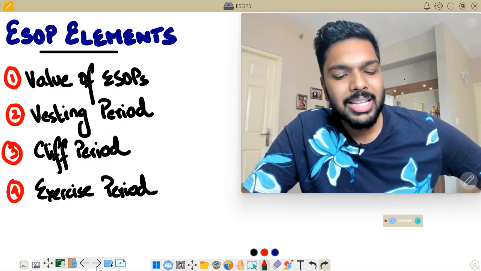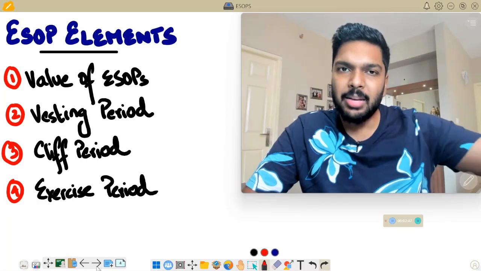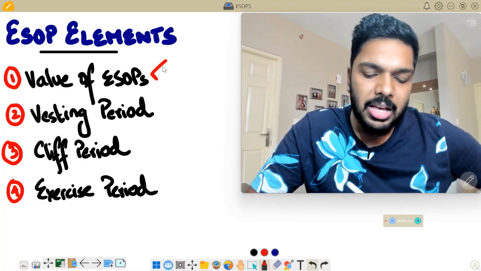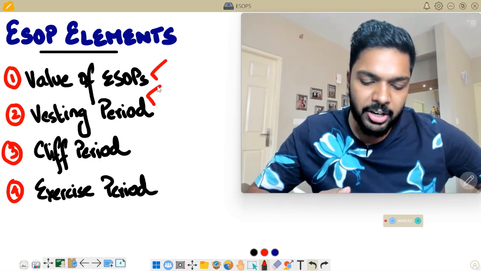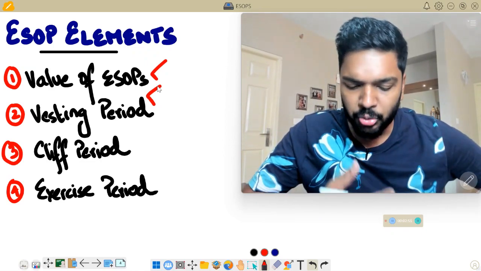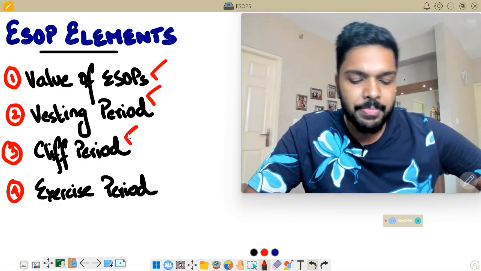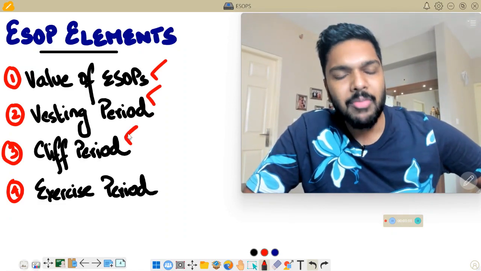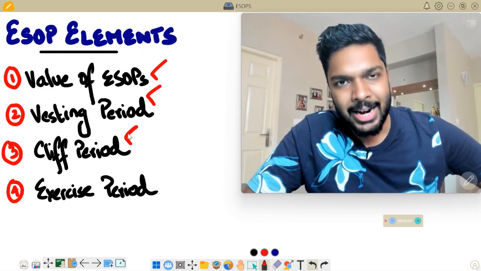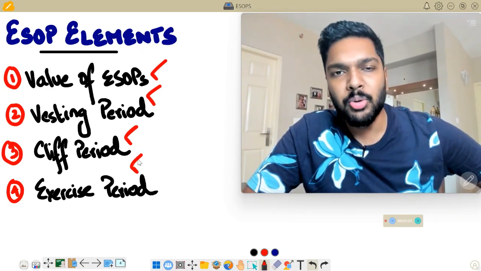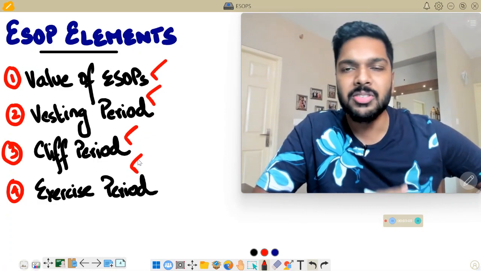Well, coming to the elements of ESOPs, there are many elements, but the most general ones are the value of the ESOPs, the vesting period or the period during which ESOPs are given to you during the course of your employment, the cliff period, which is basically the minimum time of employment that you should cross in order to be eligible to get the options, and finally you have the exercise period, that is when you will be able to exercise these options or convert these options into shares.